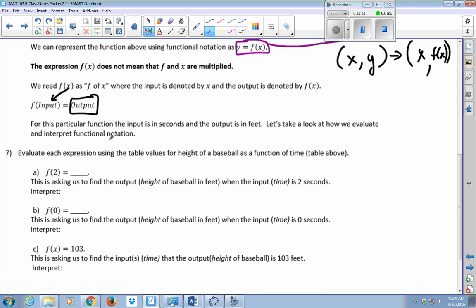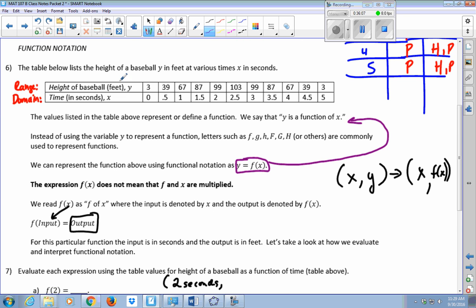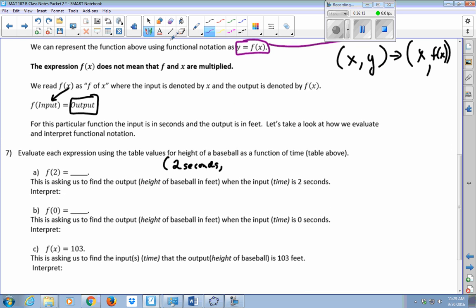All right. So evaluate each expression using the table values for the height of the baseball as a function of the time. So when you see f of 2, the first thing you say to yourself is my input is 2 seconds. What is the corresponding value for the output? And you go up to the table and you see that it's 99. So what you're used to writing like this, 2 comma 99, could be replaced with f of 2. Both of these are exactly the same because f of 2 is exactly the same thing as the number 99 according to that table. So f of 2 equals the number 99.